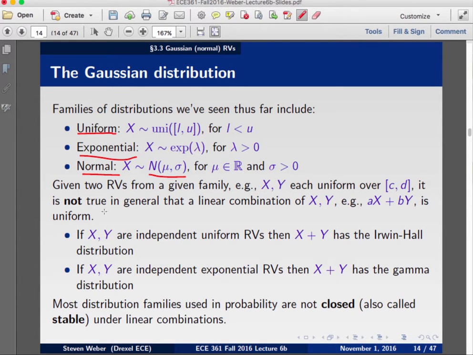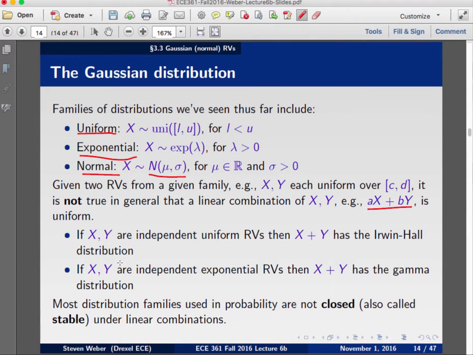But now let's consider the following notion of combining different random variables from a given family. So I take two random variables from a given family, say the pair x and y. For example, suppose that x and y are each uniform over some interval c to d. And then I form the random variable ax plus by, or even just ignore a and b and just consider the random variable x plus y. In general, forming a linear combination of random variables, whether drawn from the same family, whether identically distributed or no, will lead to a new random variable that is not in that family.